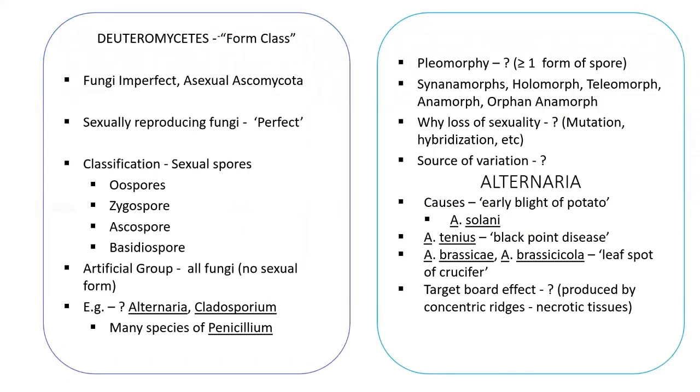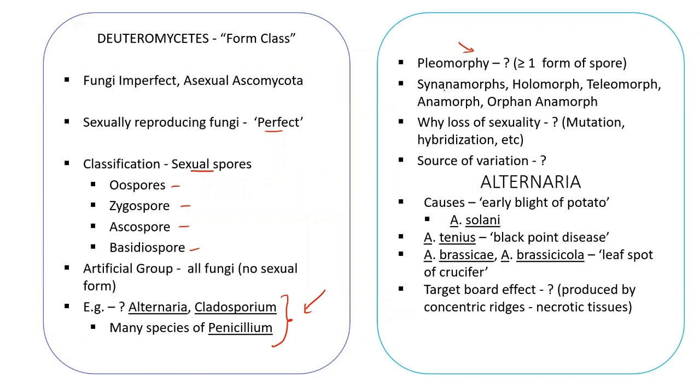Then we move on to the next class, which is called a form class. It includes all the imperfect fungi or the asexual Ascomycota. And sexually reproducing fungi, as you know, are called perfect fungi. And the classification of fungi is based on sexual spores like oospores, zygospores, ascospores, and basidiospores. This is an artificial group. So all the fungi which do not show a sexual form are included in them. What are the different members that are included in them? Then what is the term which is known as pleomorphy?